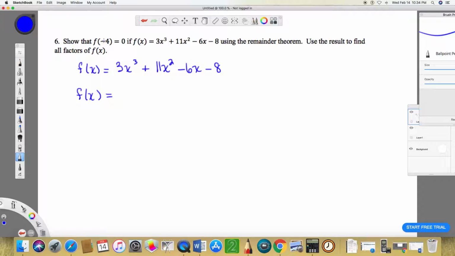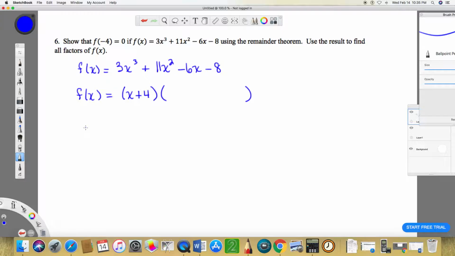But with this -4, f of -4 equals 0 in factored form, that tells me that x plus 4 is a factor. And now the big question is how can I find a quadratic, an x squared plus x plus some constant, that when you multiply it times x plus 4, you get this original function. And that's where the synthetic division and this remainder theorem comes in to help us.